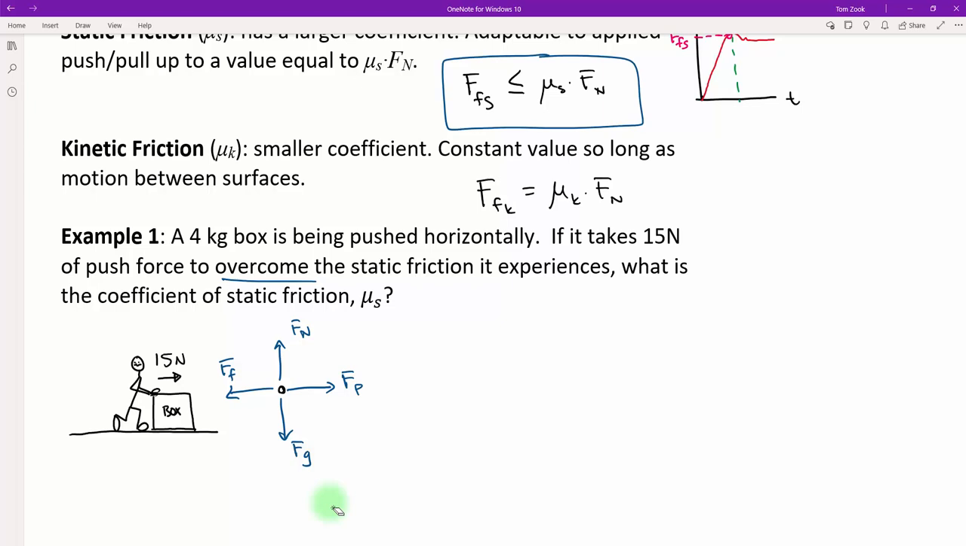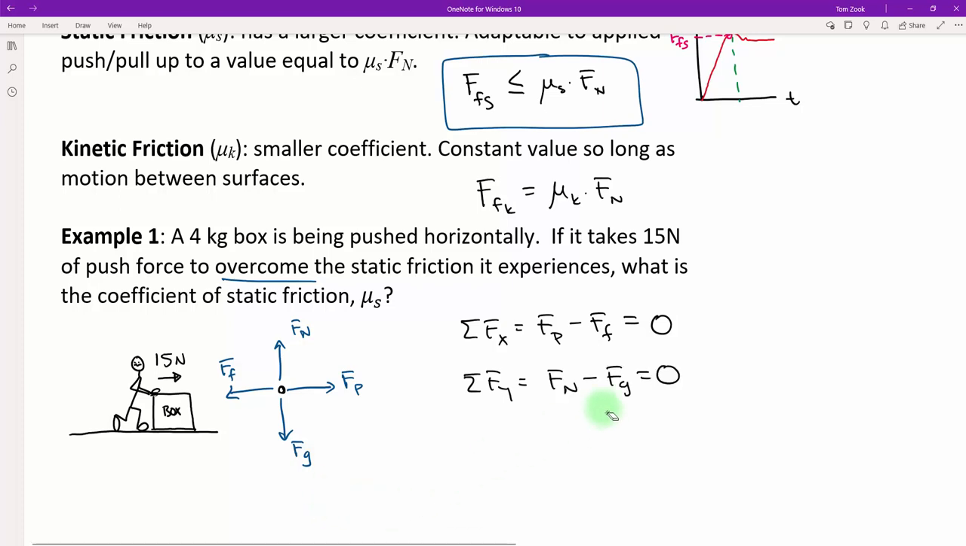So I can say in the x direction, sigma Fx, I'd have F push minus F friction should be equal to, in this case, again, we're saying that they're equivalent to each other, 0 newtons. And in the y direction, I've got normal force up minus Fg down should also equal 0 because it's not moving up or down. And at this point, you might be thinking, oh, wait a second, normal force is important. That's why we were solving for F normal in class.